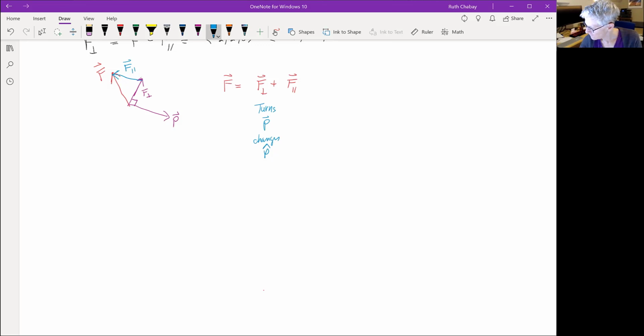And then there's this one, which changes the magnitude of momentum, but doesn't change P hat. Okay, so they have different jobs. The job of the perpendicular component is to turn the momentum. The job of the parallel component is to make it larger or smaller. So we need these things as vectors.